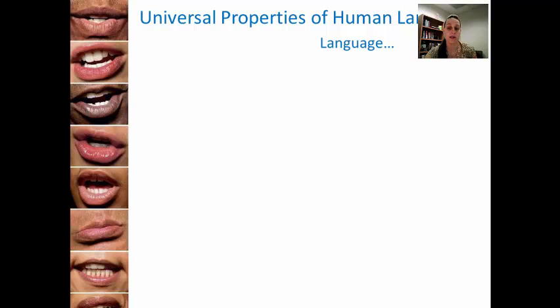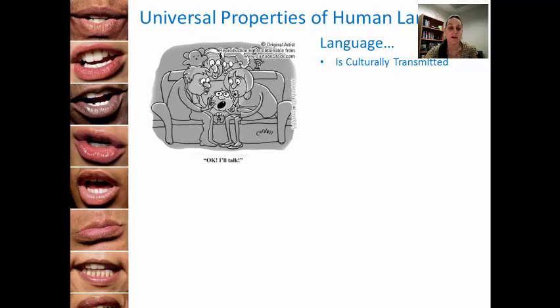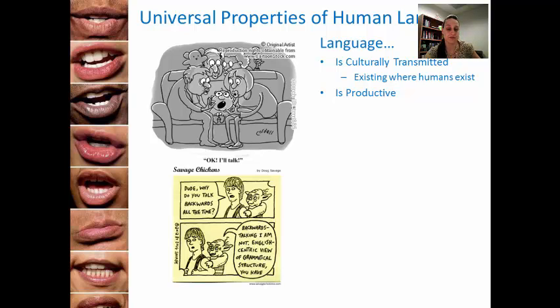Okay, let's go over it. So the first universal property of human language was that language was culturally transmitted. Hopefully you chose this cartoon, which shows a baby being talked to by his family members. And that really relates to the point that we learn language through a social setting with interaction with others.